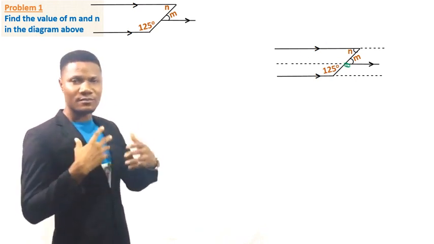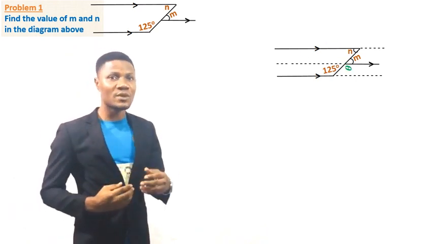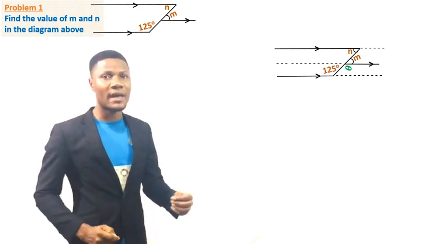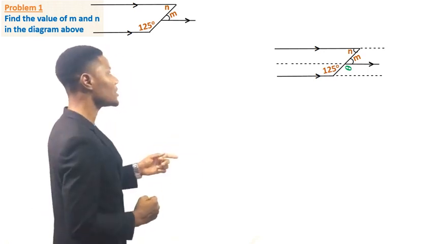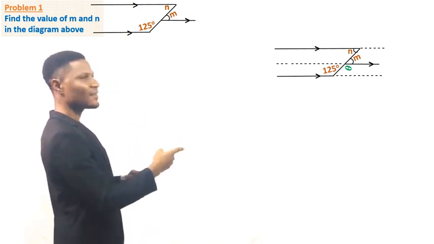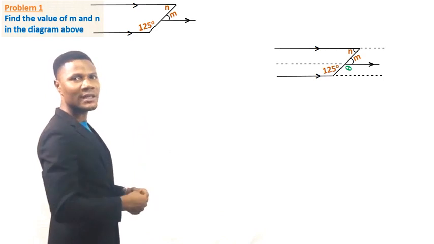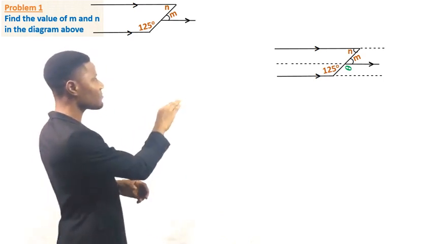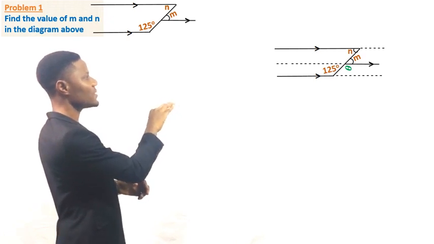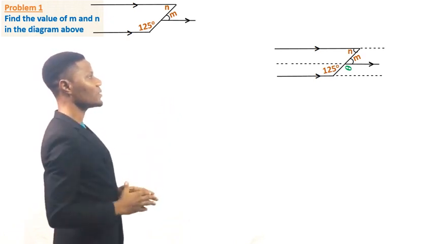Sometimes when you see this kind of question, you just have to think, what can I do? How do I find my m? How do I find my n? There should be a relationship between the angle 125 degrees and another angle before you move to the next angle. So I will insert my theta right there. Now there's a relationship between theta and 125 degrees.